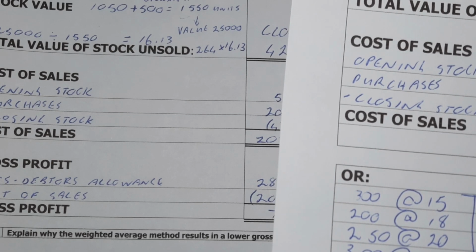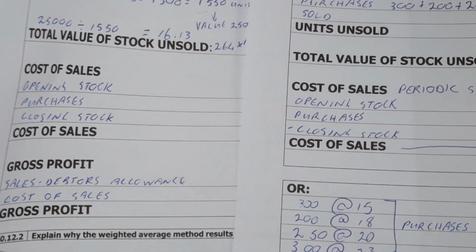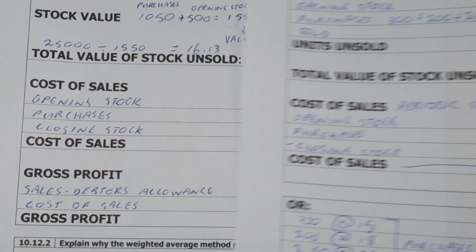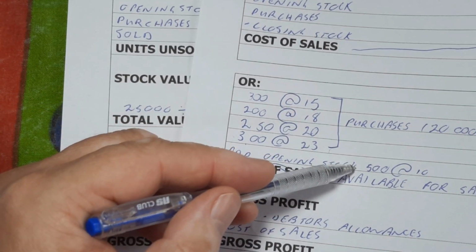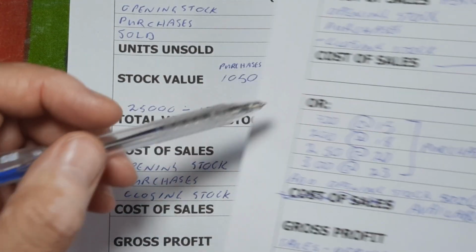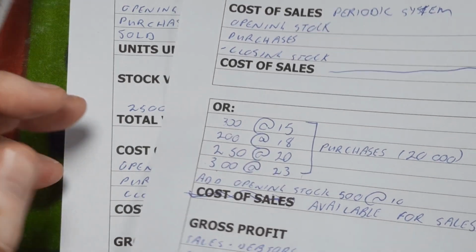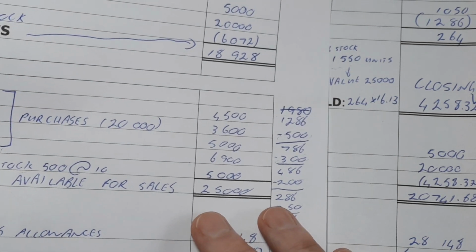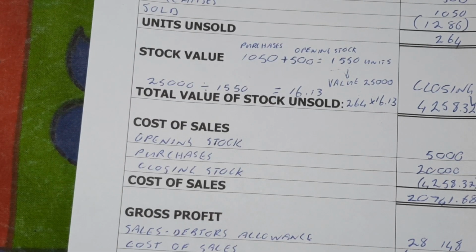With the weighted average method, the cost price is an average for all of the stock. So all of the stock uses the same cost price, which works out in this case to 16 Rand and 13 cents. If we add up all of these purchases plus opening stock and get the average, it is 16 Rand and 13 cents. Whereas with the first in, first out method, the cost price or value available for sales is slightly different, at 25,000. And that concludes exercise 10.12.